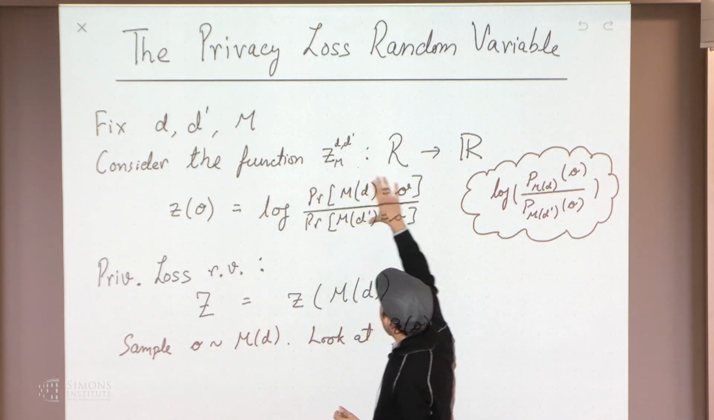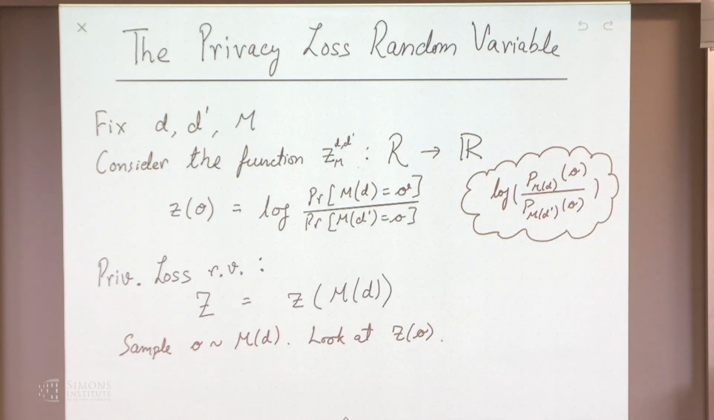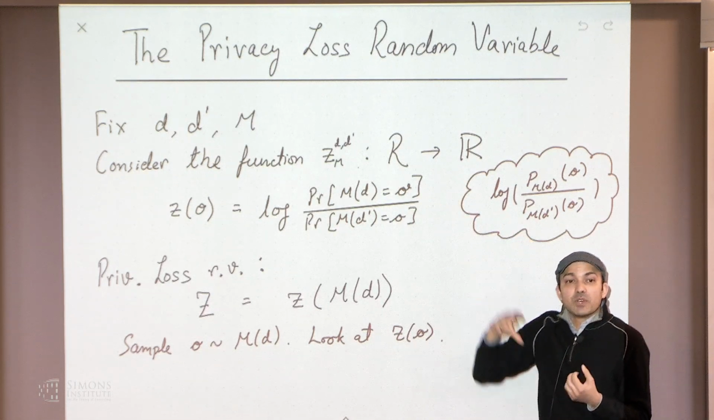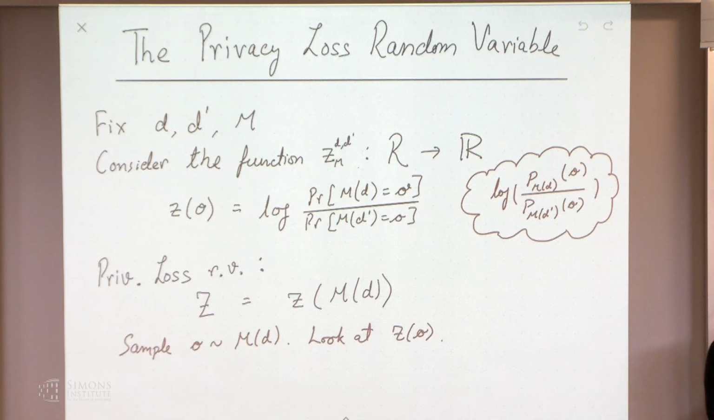This ratio is roughly, if I was confused as an observer, trying to determine whether the actual data set is D or D prime, how much is my posterior different from my prior on these two events, given the outcome O.